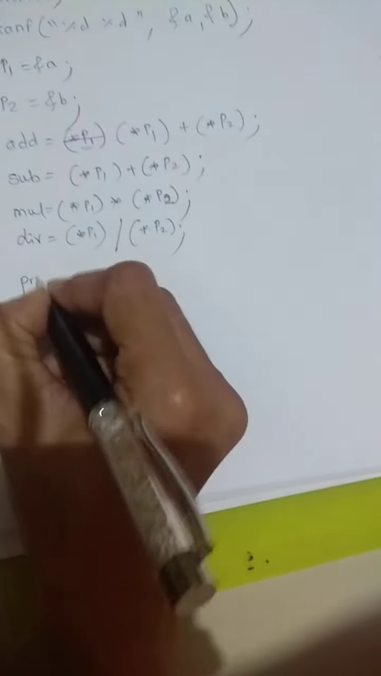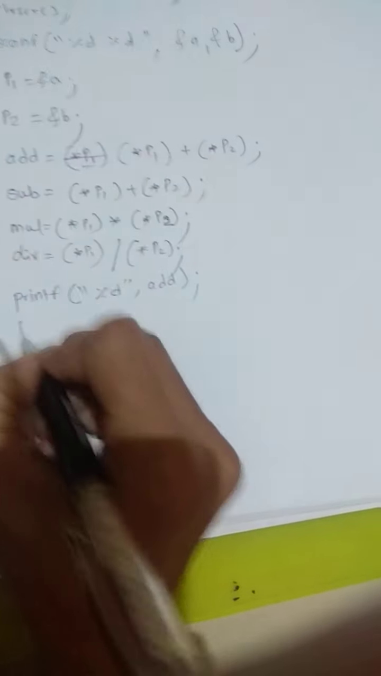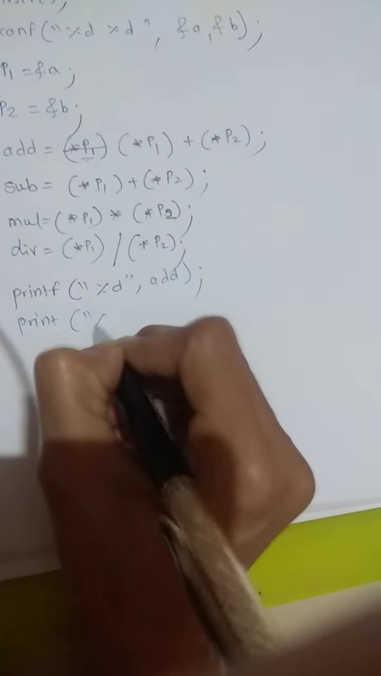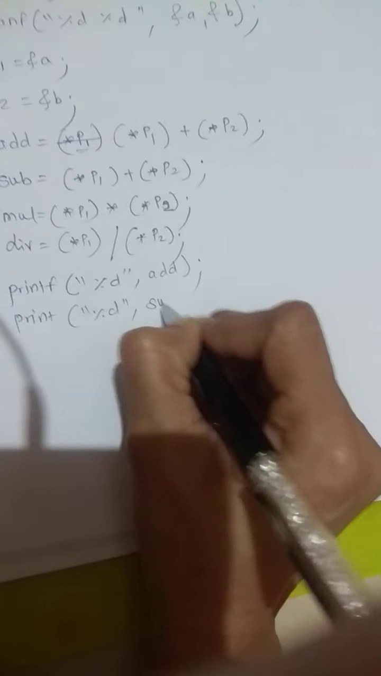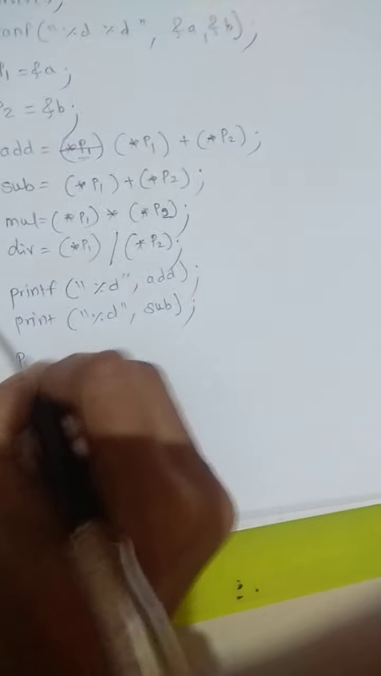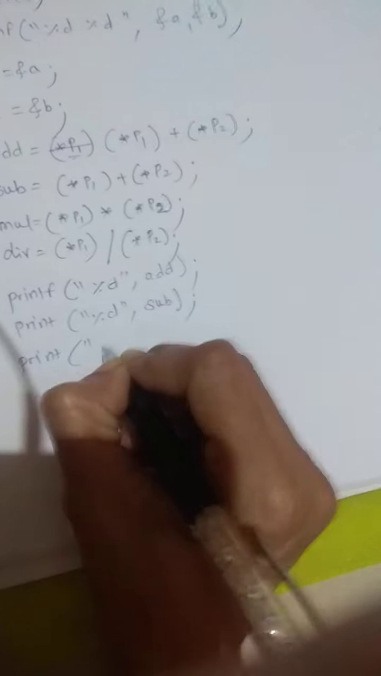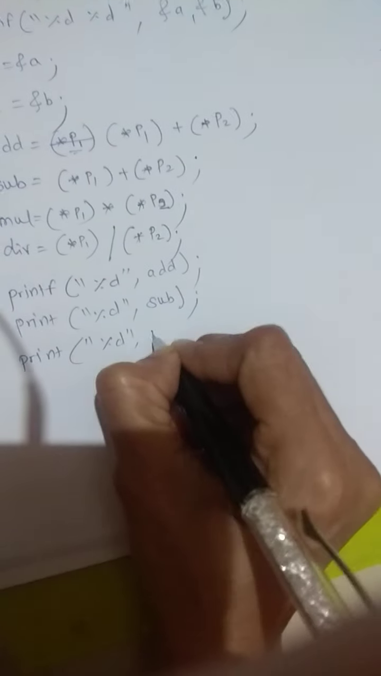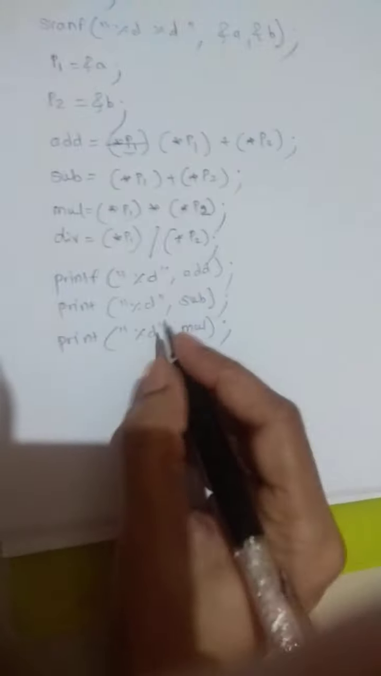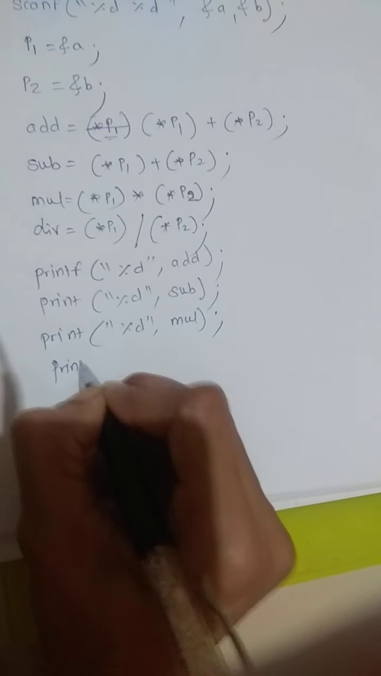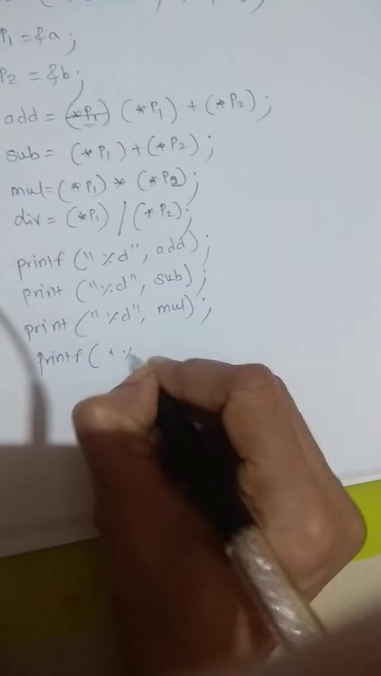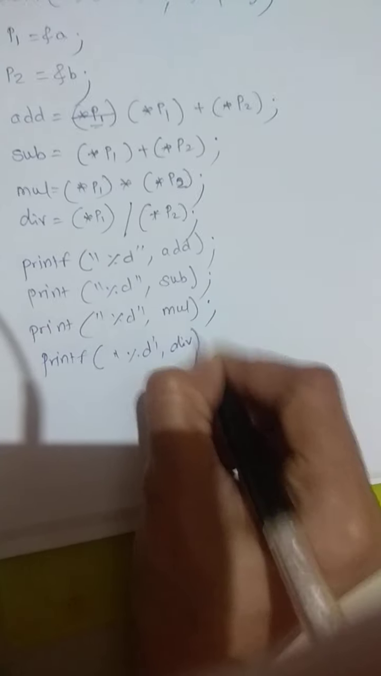Now we display the result using printf function. Addition, then subtraction, then multiplication, and then division.